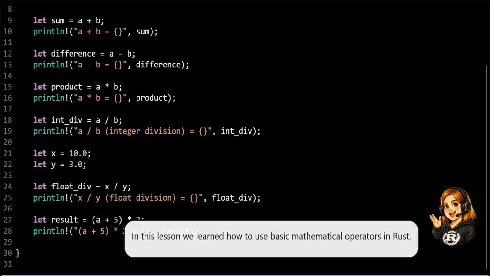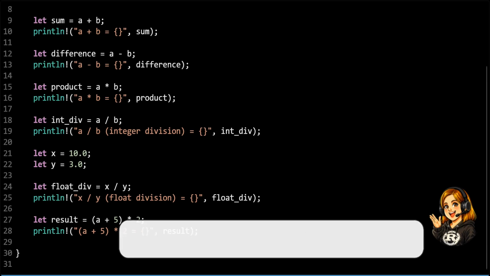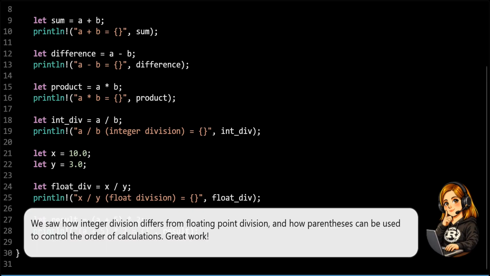In this lesson, we learned how to use basic mathematical operators in Rust. We saw how integer division differs from floating point division, and how parentheses can be used to control the order of calculations. Great work!